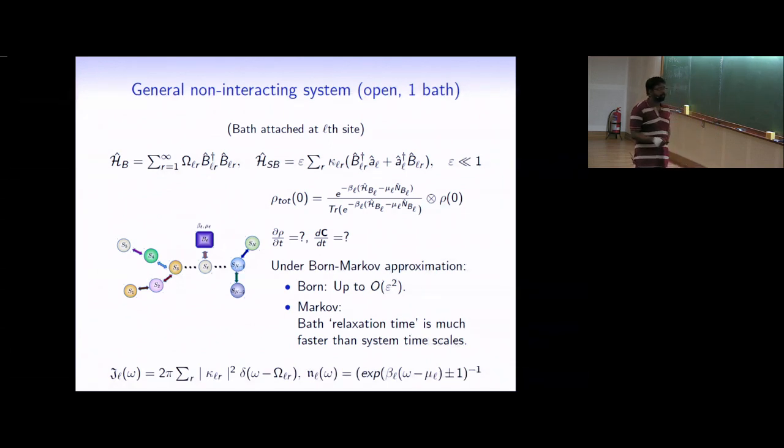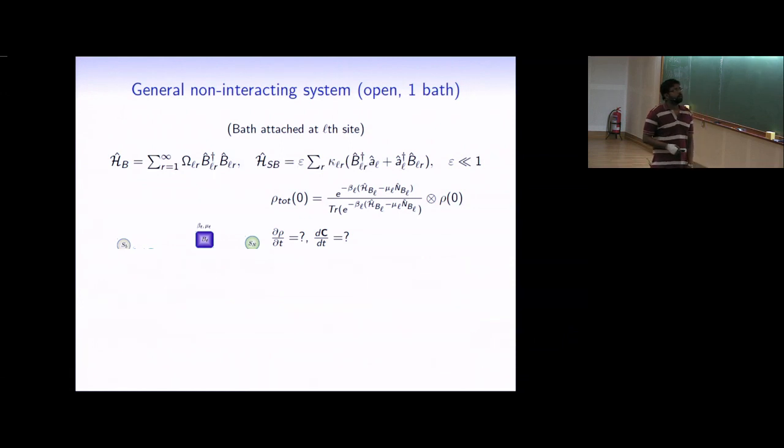Okay, so two notations here. One is this, called the bath spectral function. So somehow finally all these won't matter. You can write it in terms of this. The one assumption here is that you can write it as a continuous function. So the bath has to be something that you can write as a continuous function. And this N_L will give the Bose distribution or the Fermi distribution of the bath. So, okay, here is the answer.